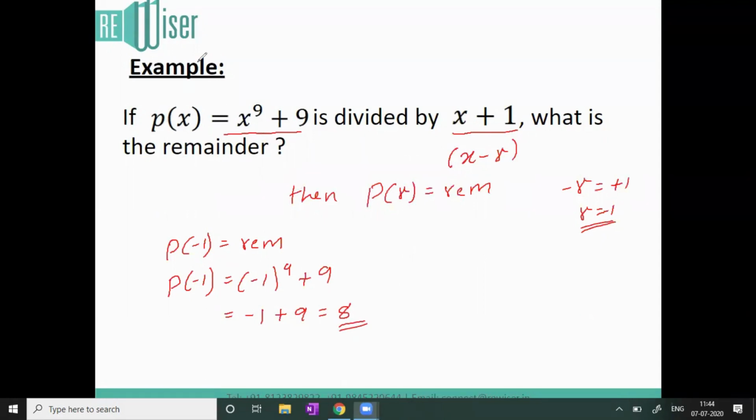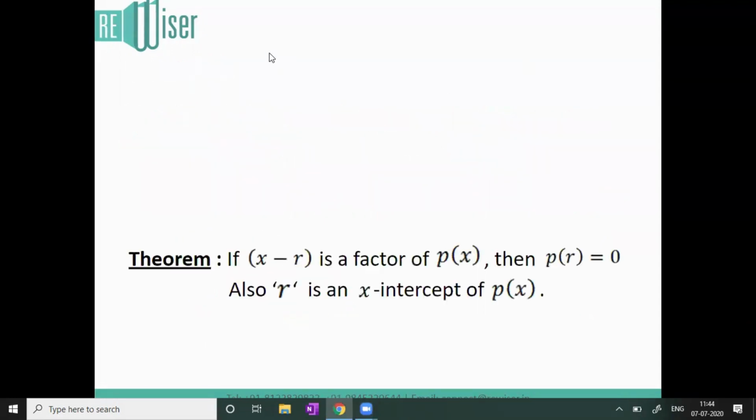Now let's say I have 8 as my number, and if 8 is divided by 2, I'll be getting my remainder as 0. Let's say I have 9 as my number. If 9 is divided by 3, my remainder is 0. See, I'm not talking about a quotient. Instead, I'm talking about a remainder.